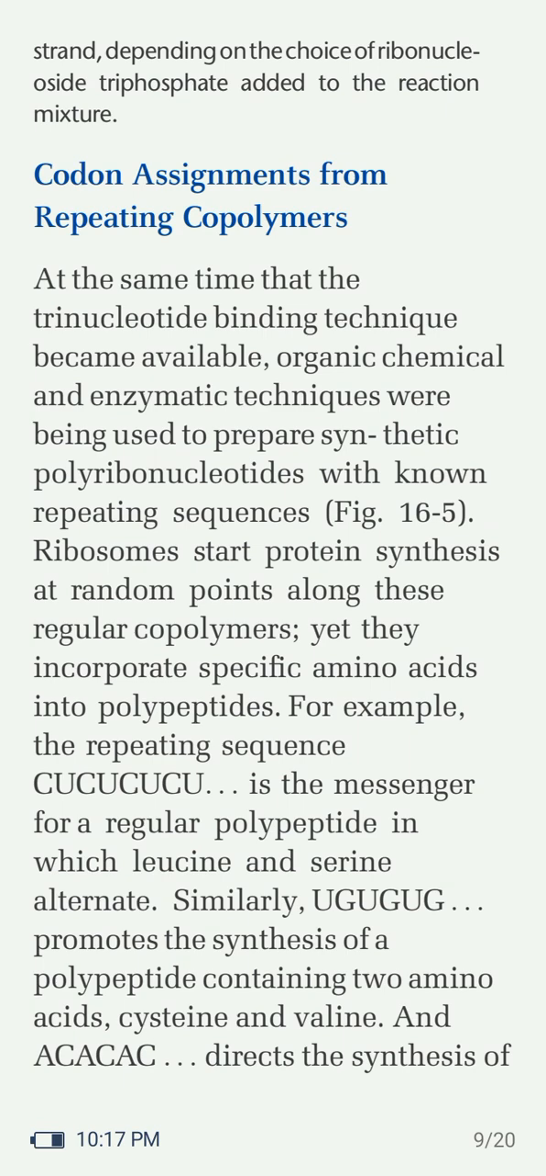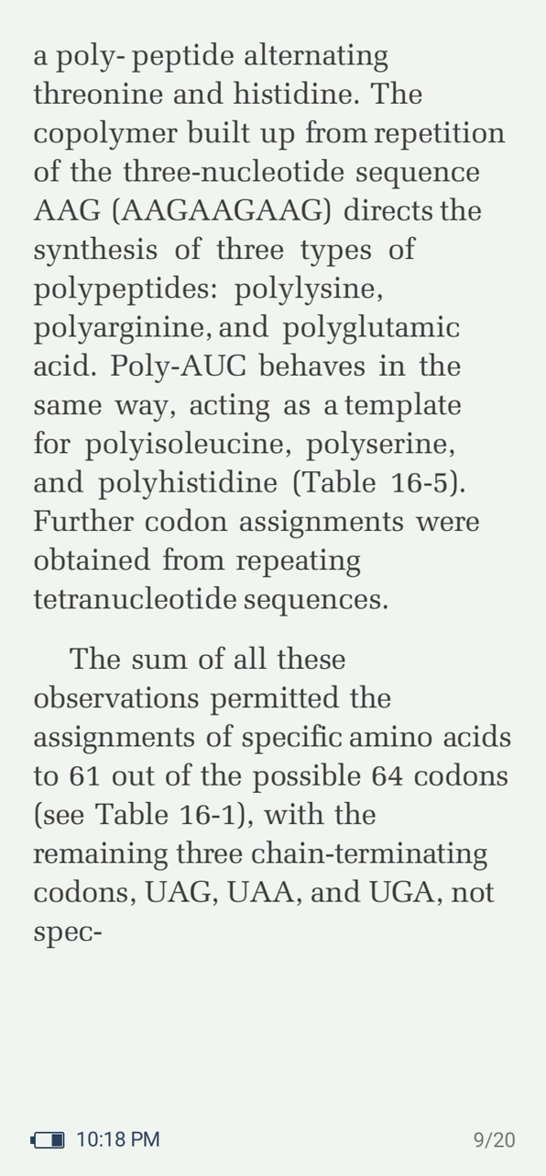Then, codon assignments from repeating copolymers. At the same time as the trinucleotide binding technique became available, organic chemical and enzymatic techniques were being used to synthesize polyribonucleotides with repeating sequences. Ribosomes start protein synthesis at random points along these regular copolymers, yet they incorporate specific amino acids into polypeptides. For example, the repeating sequence CU is the messenger for a regular polypeptide in which leucine and serine alternate. Similarly, GUGU promotes synthesis of a polypeptide containing two amino acids, cysteine and valine, and ACAC directs the synthesis of a polypeptide alternating threonine and histidine.